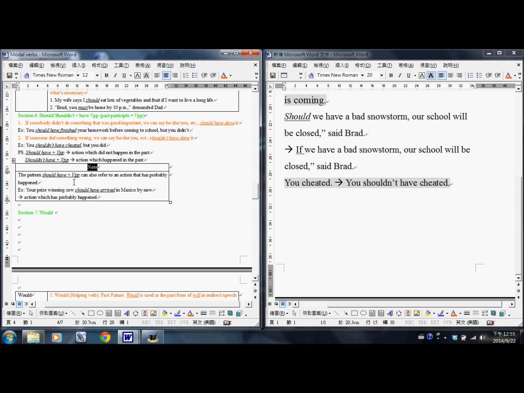Let's take a look at the note. Note says the pattern should have with verb PP can also refer to an action that has probably happened. So we can also use should have with verb PP for a possible scenario. Besides the usage above, we can use should have and verb PP to talk about an action that may have happened. For example, your prize-winning cow should have arrived in Mexico by now. So I didn't know that, but it should have arrived in Mexico by now. So what has probably happened? It may have already happened. Action which has probably happened. This is a very special way to use should have.